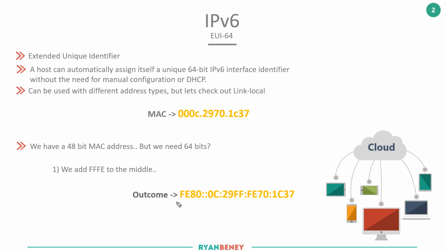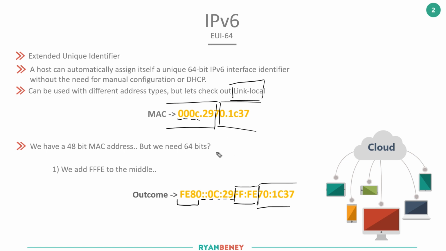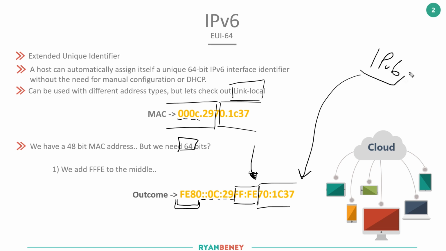We know straight away that FE80 means it's a link local. We can see the FFFE in the center of the MAC address, because notice we've got 000C, and then we've replaced all of our zeros with double colons, and then 0C29. So there's the first part of the MAC address, FFFE, and then the last part of the MAC address. Now we have the full 64 bits. Straightforward, right? We took the MAC address and popped FFFE into the middle of it, with FE80 at the front because it's a link local, and this is an IPv6 address that we can assign somewhere.